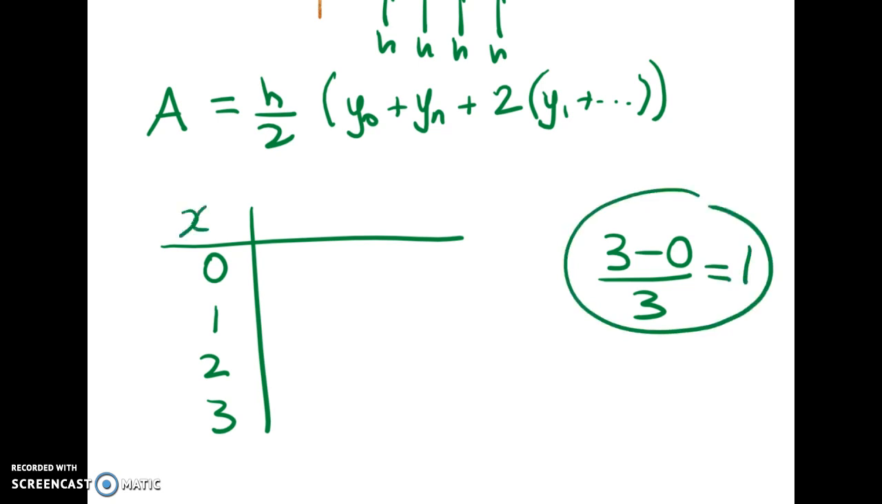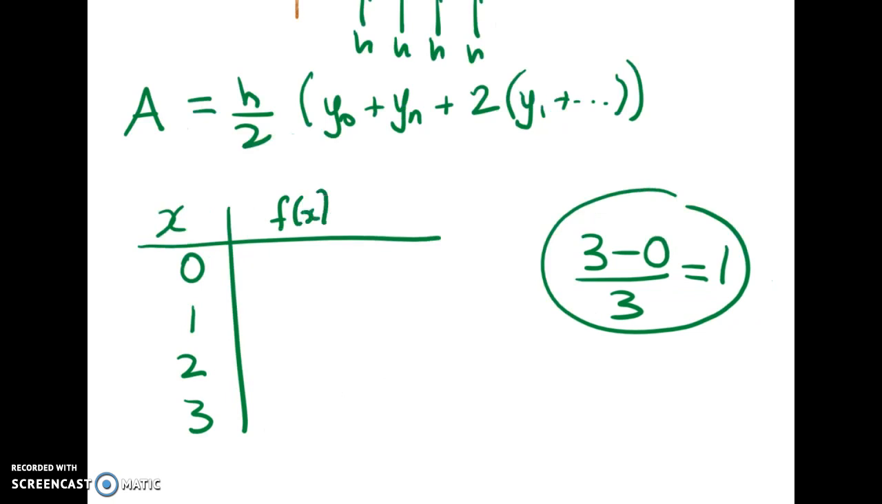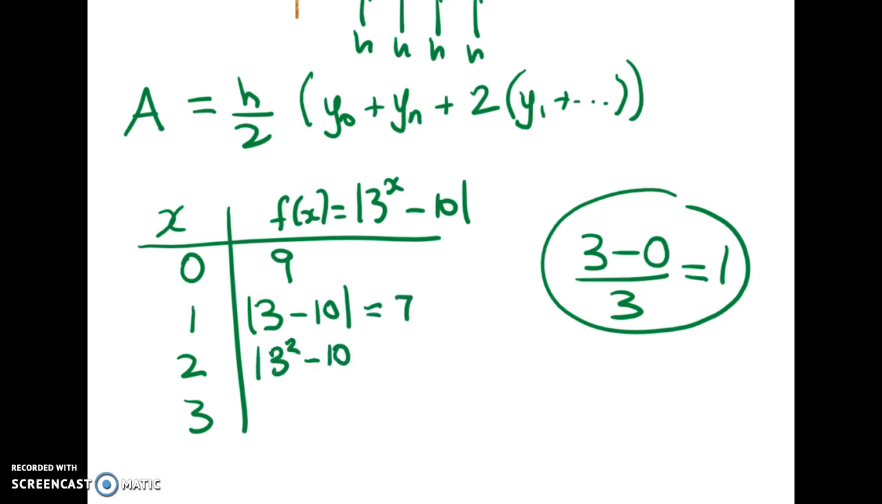And here we've got x, and here we've got f of x, which is the absolute value of 3 to the power of x minus 10. So chucking in those x values in turn, what do we get? Well, 3 to the power of 0 is 1. 1 minus 10 is negative 9, so the absolute value is 9. 3 to the power of 1 minus 10 gives me negative 7, so the absolute value is 7. 3 squared minus 10 is negative 1, so the absolute value is 1. And lastly, 3 cubed minus 10 gives me 17. So these are going to be my y values, right?